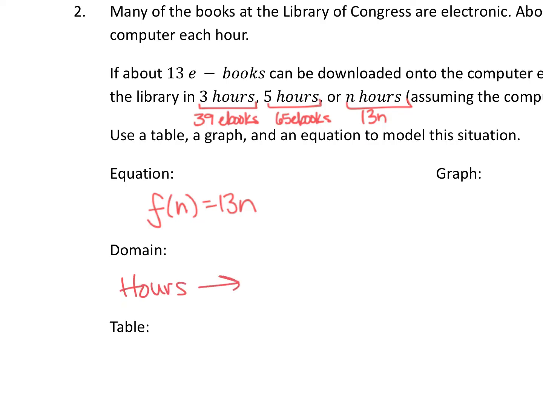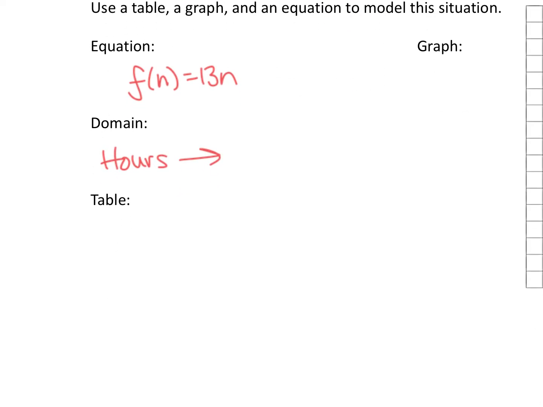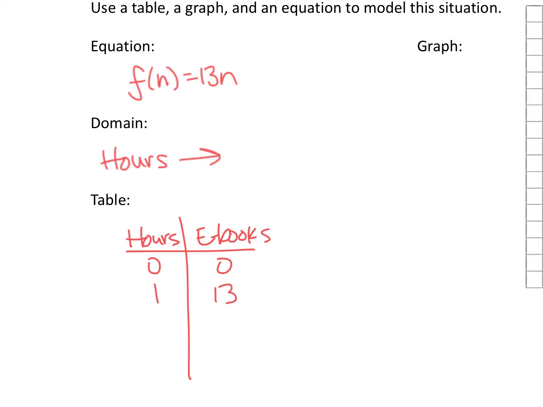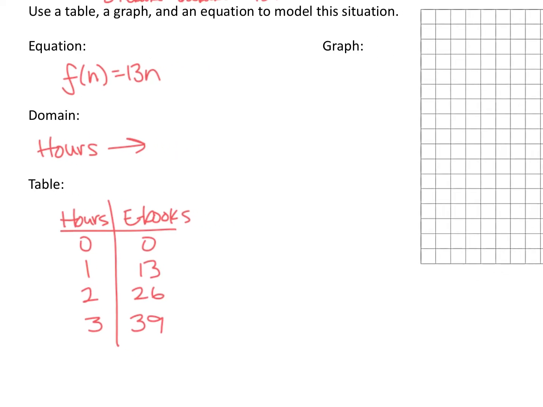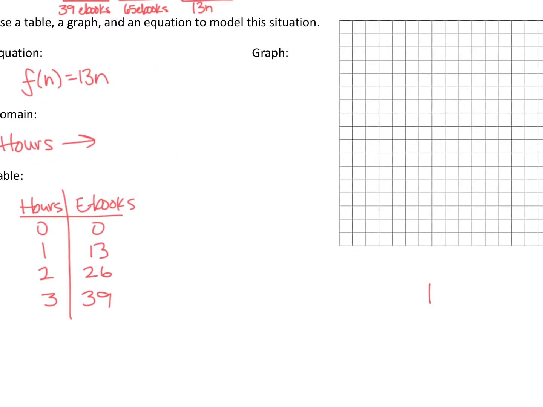We'll talk about a reasonable domain in a minute. Let's do our table. So hours, and then ebooks downloaded. 0 hours, 0 ebooks, 1 hour, 13, 2 hours, 26, 3 hours, 39, and so on. Let's go ahead and graph it. Hours, and then ebooks.